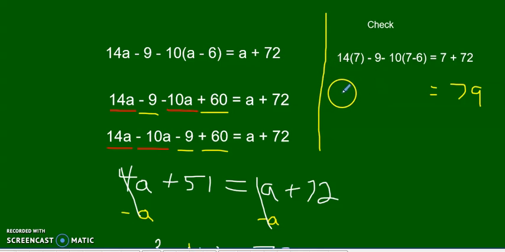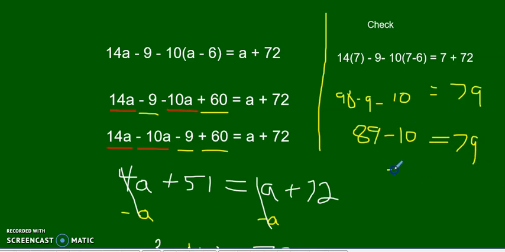So 14 times 7, that's 98. Minus 9. Minus, 7 minus 6 is 1. So this is 10 times 1, that's 10. So we get 98 minus 9, that's 89, minus 10 equals 79. Yes, 79 equals 79. So we know our answer is right. 7 was our answer.